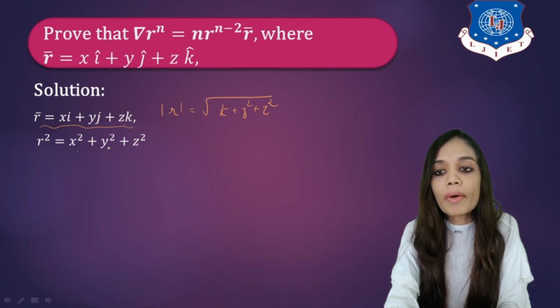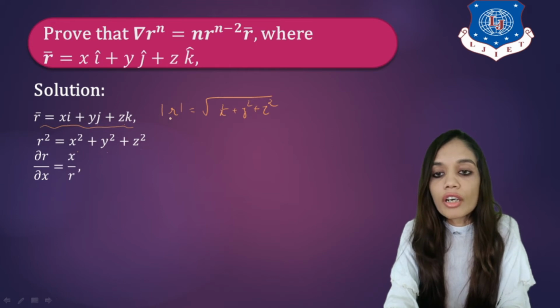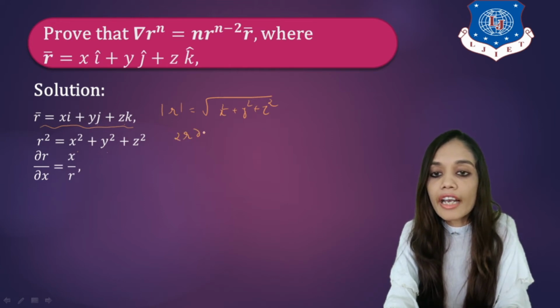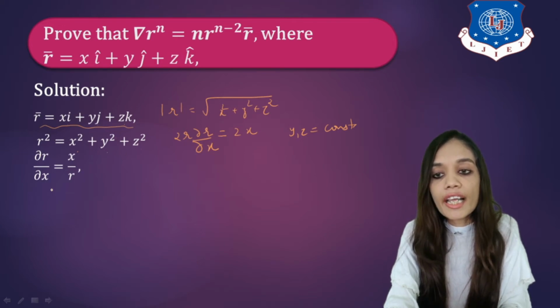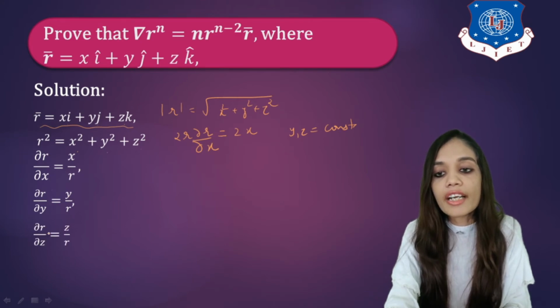Now let us find the partial derivatives of r. So here it will become 2r del r by del x. Firstly we are finding with respect to x, keeping y and z as constant, right? So 2r del r by del x will be equal to 2x because y and z are constant. So del r by del x will be equal to x upon r. Similarly, you can find del r by del y, which will be equal to y by r, and del r by del z, that will be equal to z upon r.